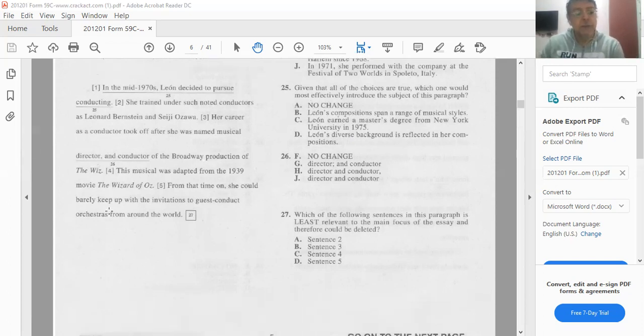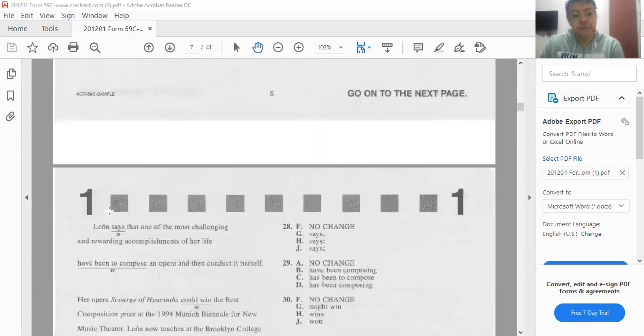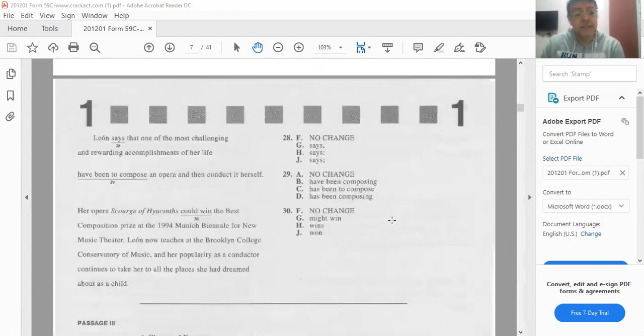All right, so moving on to 28. Leon says that one of the most challenging and rewarding accomplishments of her life have been to compose an opera and then conduct it herself. I don't think we need any change here. There's nothing wrong here. We don't need a comma, we don't need a semicolon, we don't need a colon. It makes sense. We don't need to make any change. So for 28, F is the best answer.